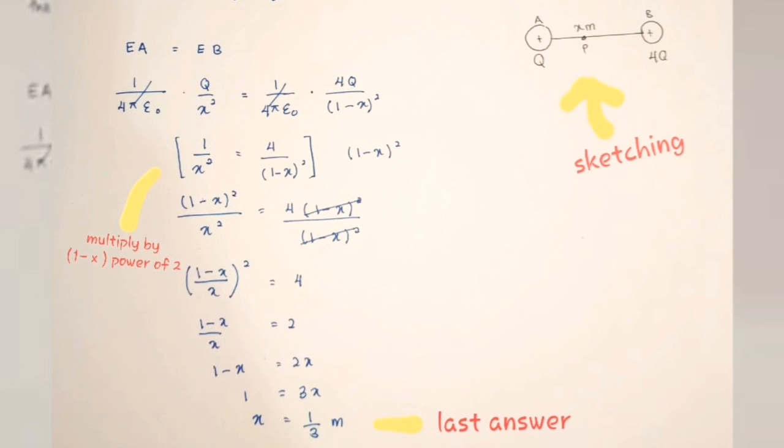To find the value of x, we should multiply all the equation by 1 minus x squared. So here we got 1 minus x squared over x squared equal to 4 times 1 minus x squared over 1 minus x squared. So we get 1 minus x over x squared equal to 4. So we solve the equation. We get x equal to 1 over 3 meter.